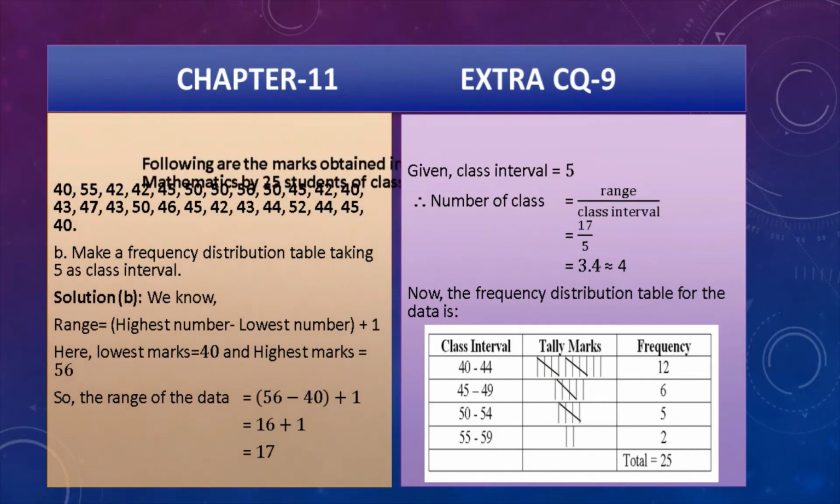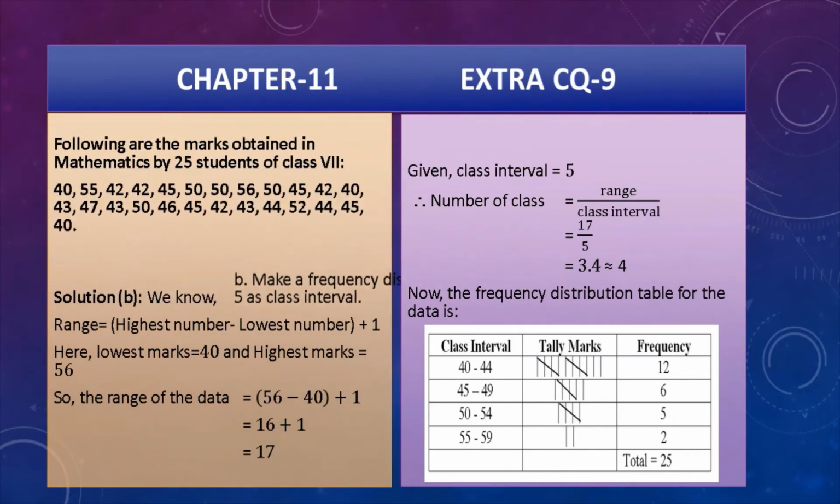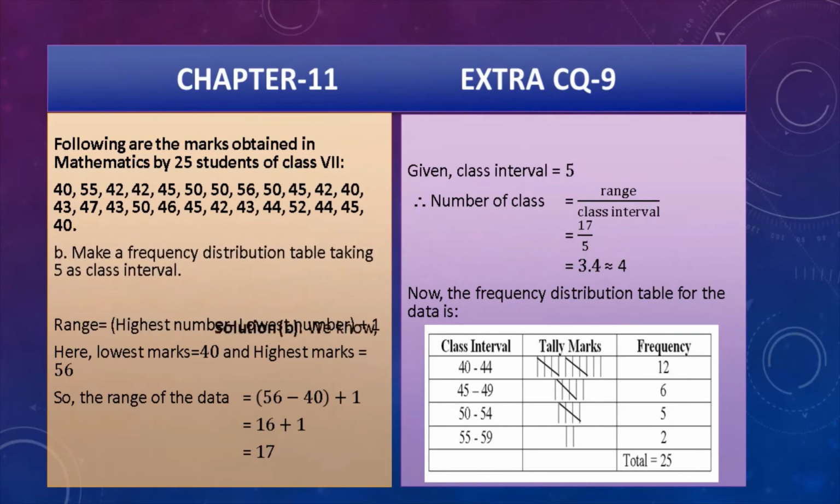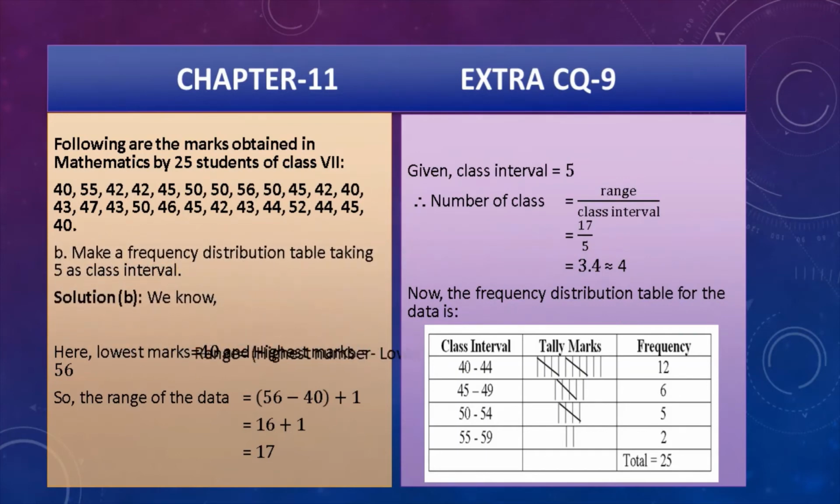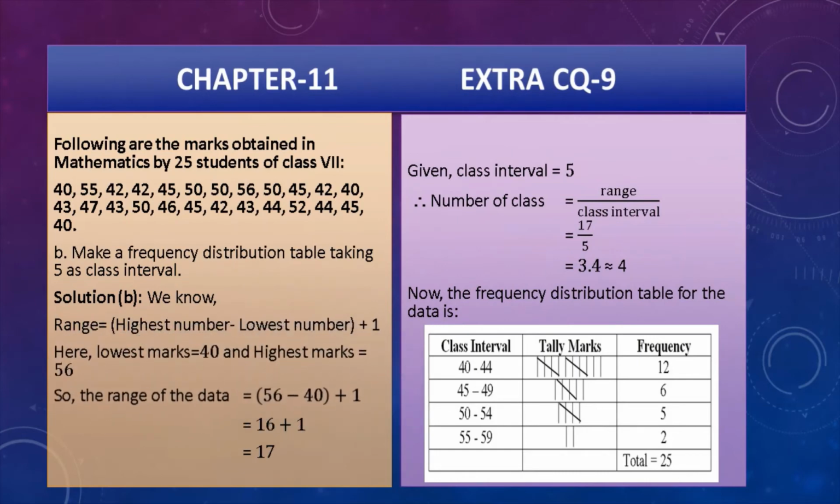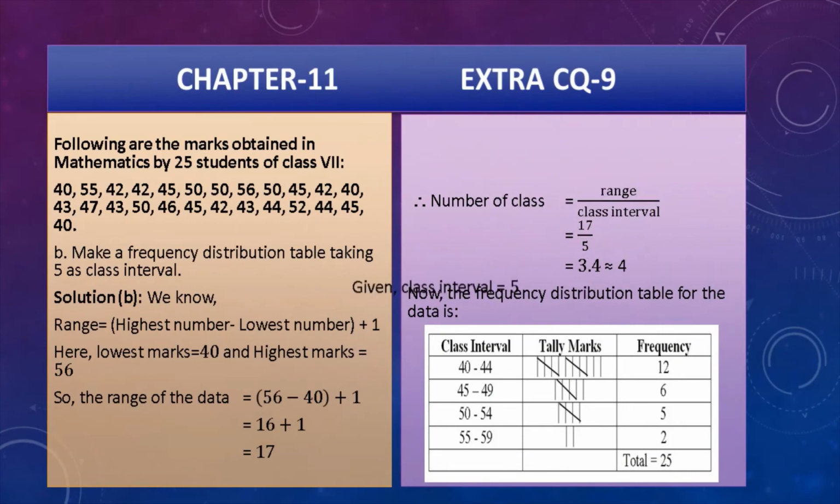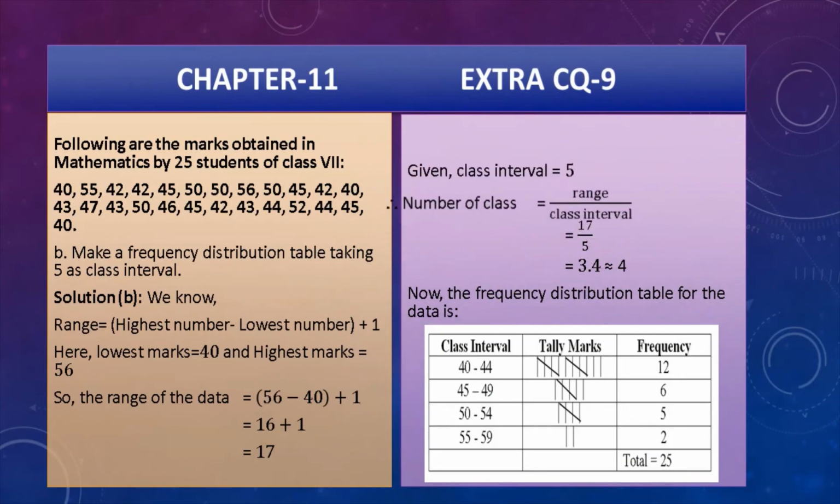So my dear students, this is the solution of number B. Make a frequency distribution table taking 5 as a class interval. At first we have to find out the range, and the range is, my dear students, 17, as you can see, and given class interval is 5. So with the help of this range we can easily find out the formula of number of class.